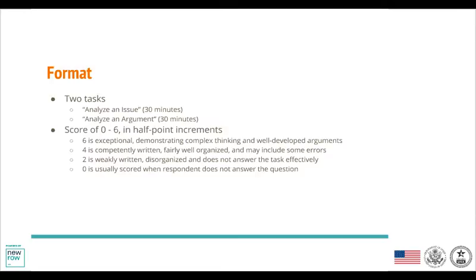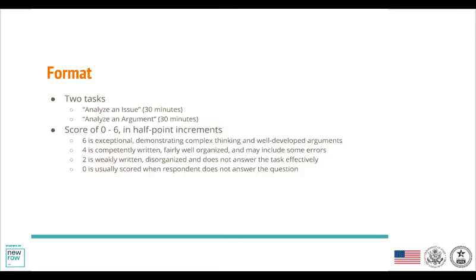And so 6 is the high end of the score, and it demonstrates exceptional, complex thinking, well-developed arguments, and a well-reasoned essay. This is at the highest end. When the assessors are going through and scoring, they are looking for a coherent, thoughtful, and articulate argument. What they also are looking for is something that's reasonable to have accomplished within 30 minutes.